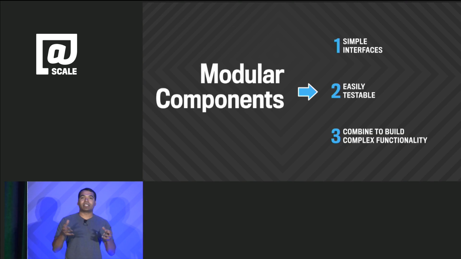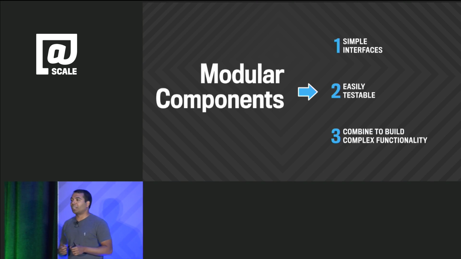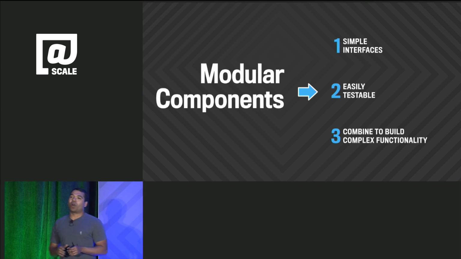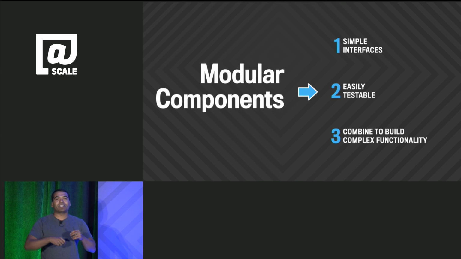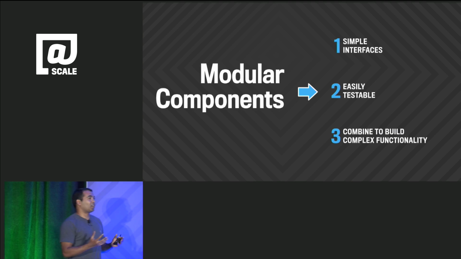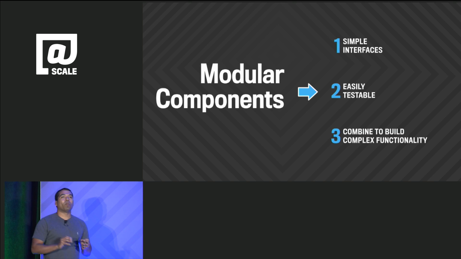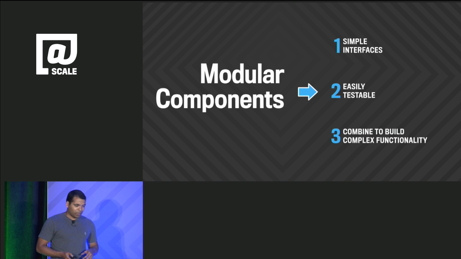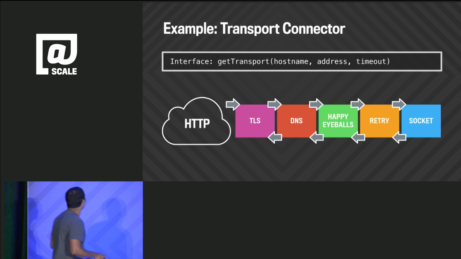Once you take these building blocks and you're trying to build a flexible client, you want to design components that have very simple interfaces so that you can test them easily. Each does one thing and does that one thing well, so that you can combine them and build something more sophisticated. Right? That becomes clear with an example.